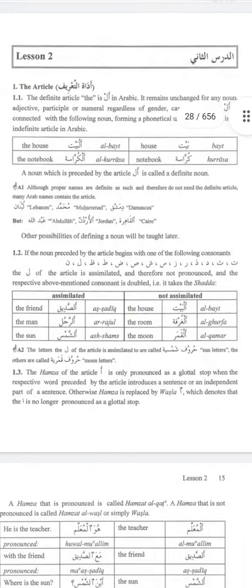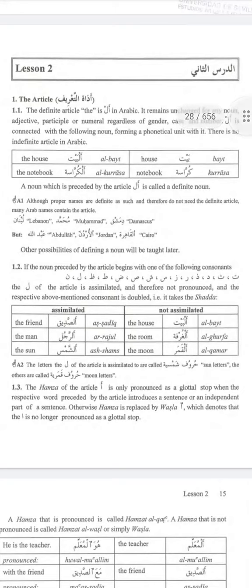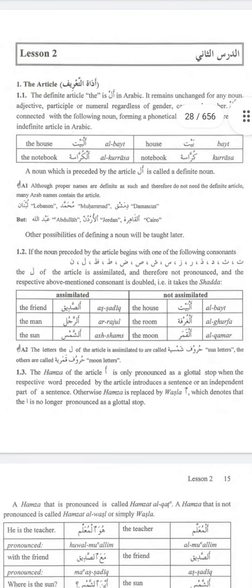Then the lesson starts by saying Adatu Ta'rif. The definite article is al in Arabic. When you want to make... okay, let me shed a bit of light on what has not been mentioned. How many classes of words do we have in Arabic? Kam aqsamil kalimat fil Arabiyya. What are the types of words or classes of words in Arabic?